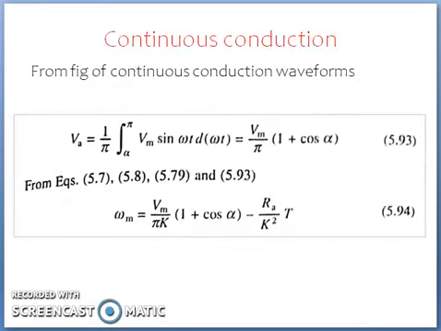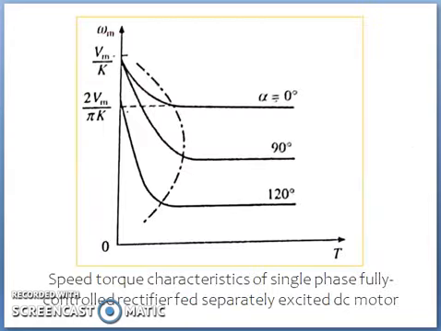For continuous conduction, the value of Va can be given as 1 by pi times the integration from alpha to pi of Vm sin omega t d omega t, which is nothing but Vm by pi times (1 plus cos alpha). And the omega m equation can be written as Vm by pi k times (1 plus cos alpha) minus Ra by k squared times T. Using these two equations for continuous and discontinuous conduction, we can draw the speed torque curves, as shown in this figure.